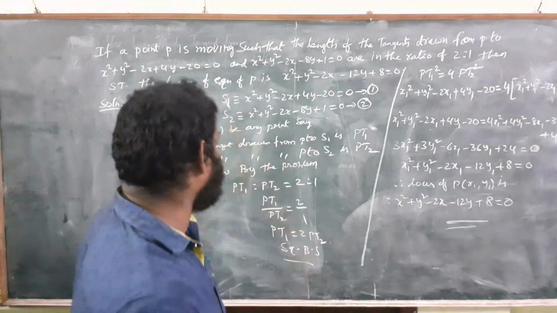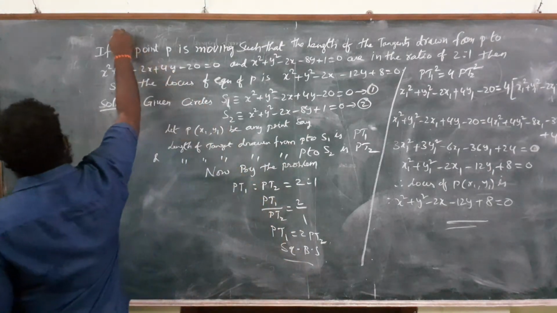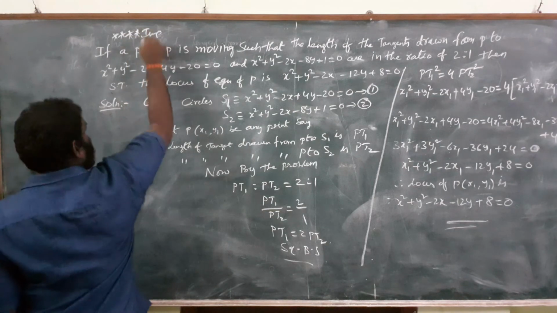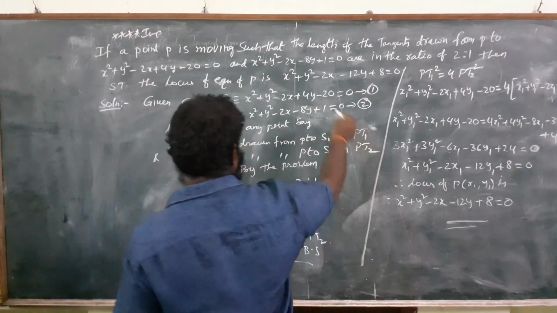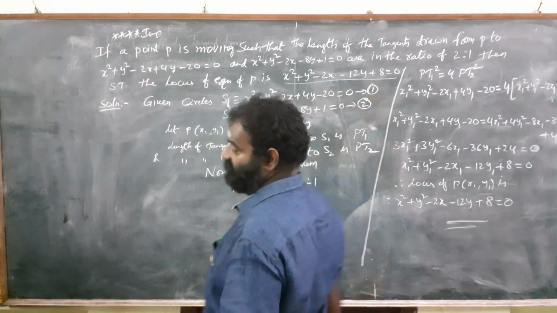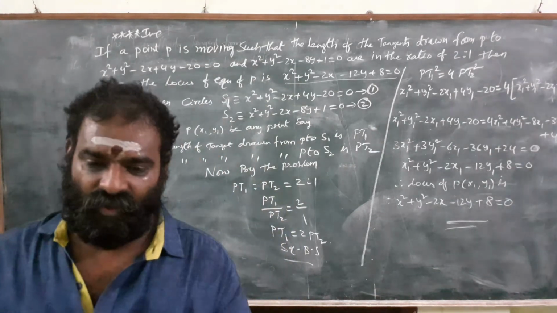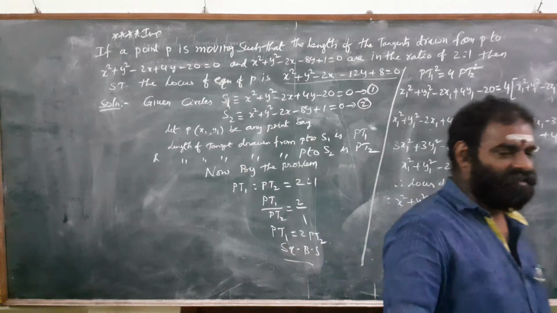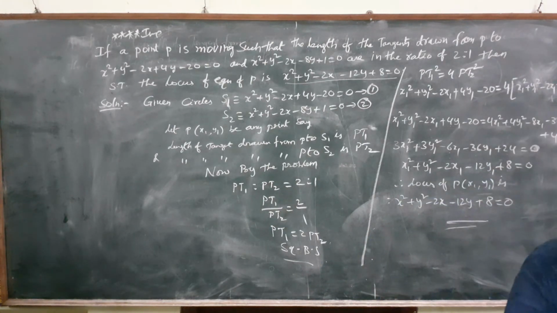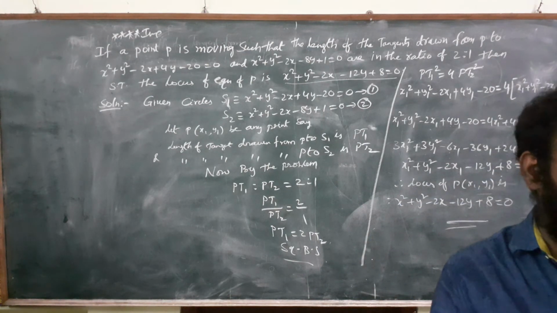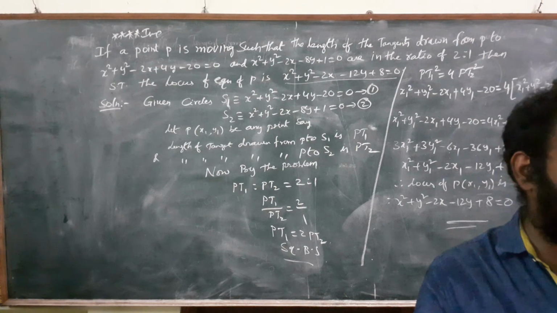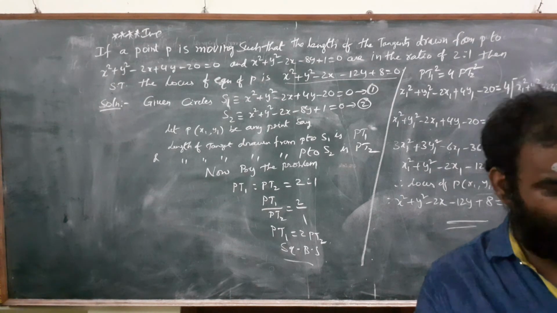Very important problem, an important 4 marks problem. This is the answer. What is given here? You have to remember one thing. In this problem, 2 circles are given and a point P is given. They tell us the length of the tangents from P to the given circles are in the ratio of 2:1.